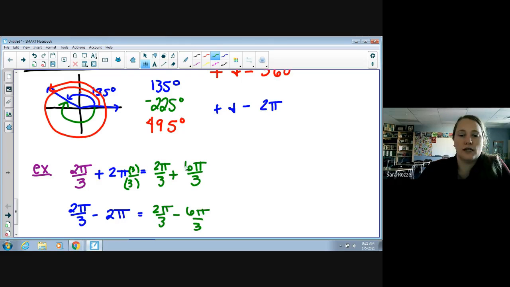Does everybody agree that 6 pi over 3 is the same thing as 2 pi? Because what's 6 divided by 3? That is just 2. Okay, so now we can do that. 2 pi and 6 pi makes how many pi? 8 pi. And 2 minus 6 is negative 4.